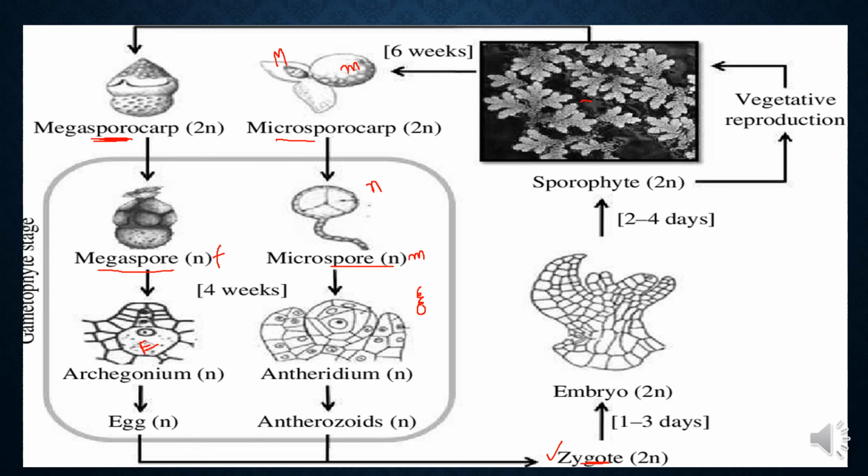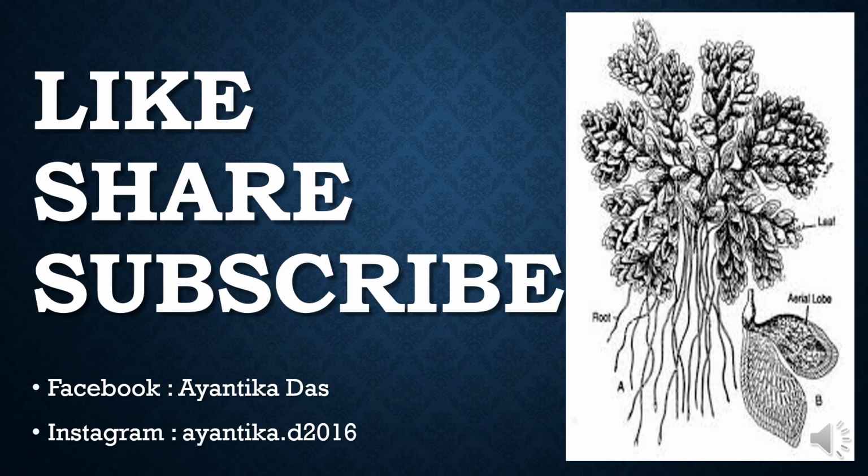So the zygote forms the embryo by repeated division. Ultimately, this is the embryo which produces the mature sporophyte. So we see that right from the zygote to the sporocarp region, this is the diploid stage. And once the spore is produced, the haploid generation begins. The haploid generation begins with the spore and ends with the egg and the sperm or the antherozoid, and the rest are all diploid stages. So this is the life cycle.